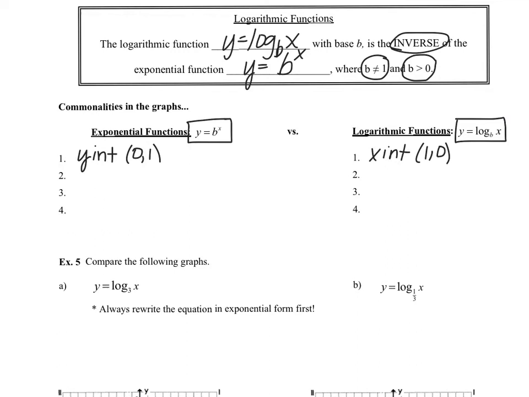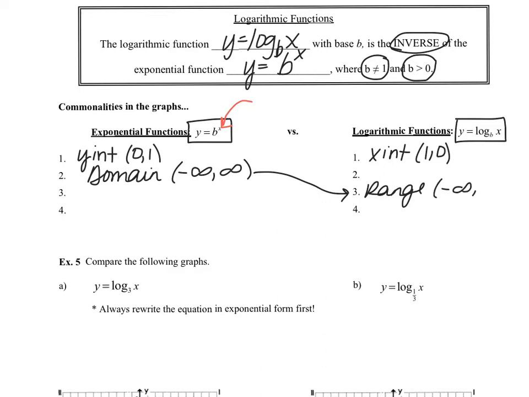Then remember, when we're dealing with domain, we're looking at all of the possible inputs. So what am I allowed to put in for x? And for an exponential function, I can put in any type of number. So the domain is all real numbers. That would be negative infinity to positive infinity. And if the domain and range are interchanged, which is the same thing as saying the x and y values are interchanged, then that means that the logarithmic functions will have a corresponding range of all real numbers as well.